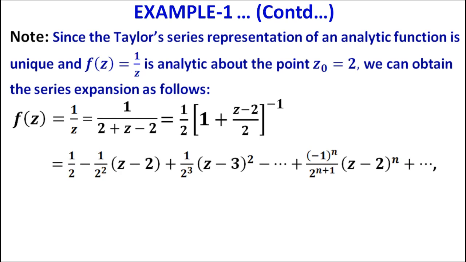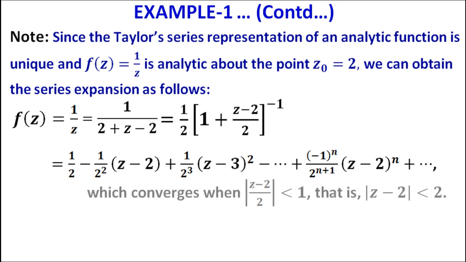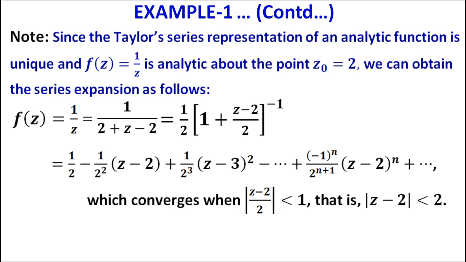1 by 2 minus 1 by 2 square times (z minus 2) plus 1 by 2 cube times (z minus 2) whole square minus and so on, (minus 1) whole to the power of n by 2 power n plus 1 times (z minus 2) whole to the power of n plus and so on. There is a typographical error: it is 1 by 2 cube times (z minus 2) whole square. Which converges when mod of (z minus 2) by 2 is less than 1, that is mod of z minus 2 is less than 2. Thus we have the radius of convergence is 2 and the circle of convergence is mod of z minus 2 is less than 2.